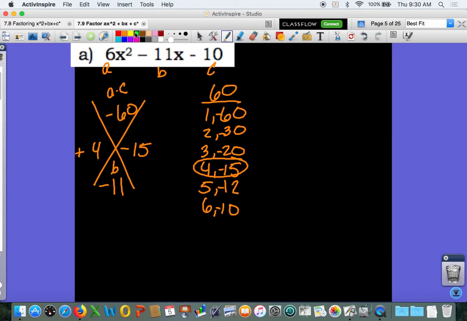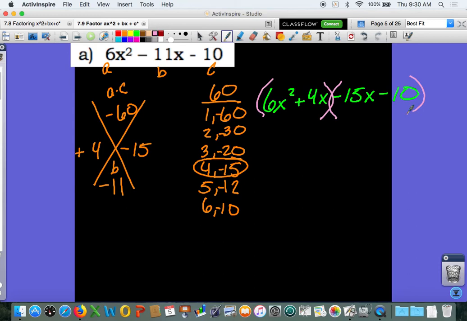Okay? This is where we get a little different from the last lesson. Because my A value is not 1, it is 6, we have to rewrite it different. We cannot go to our binomials. So, write your A term, 6x squared, plus, split your middle, 4x minus 15x, and then bring your C term down, minus 10. Okay? I now have 4 terms. No, we're not going to combine like terms. That will put us back at the original problem.